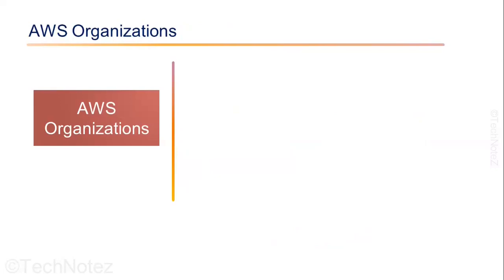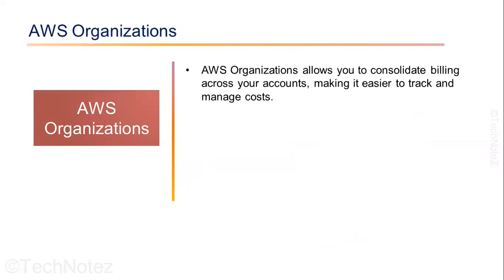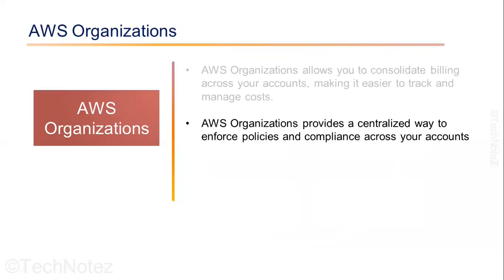Some practical use cases of AWS Organizations include consolidating billing and cost management. AWS Organizations allows you to consolidate billing across your accounts, making it easier to track and manage cost. Let's say you have multiple AWS accounts in your organization. Instead of paying the bill of each individual AWS account, you can create the AWS organization and consolidate the billing of all the AWS accounts and pay in one bill.